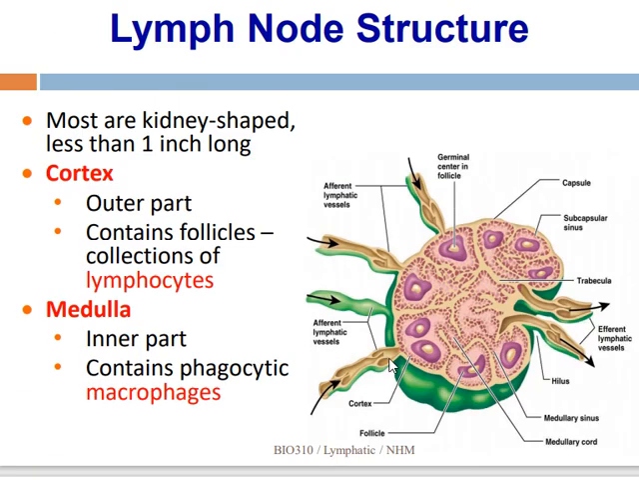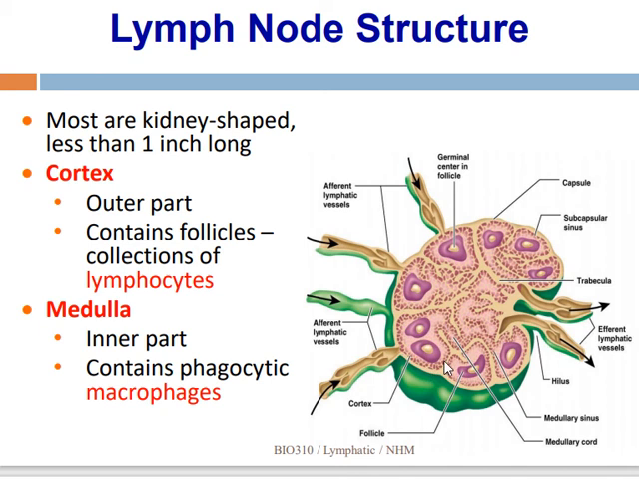Okay, so this is how the lymph node looks like. It looks like a kidney, and it also consists of two parts, similar to the kidney, which are the cortex. The cortex refers to the outer part, as you can see over here.